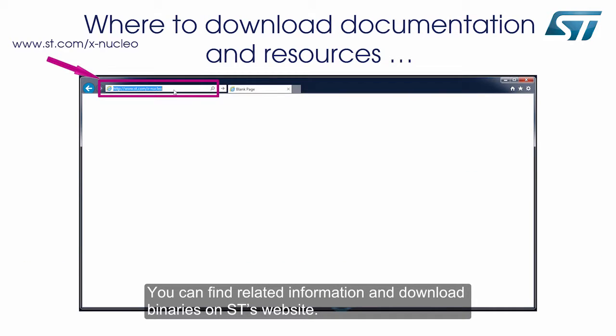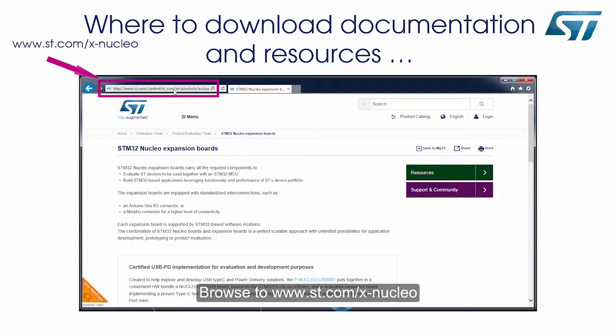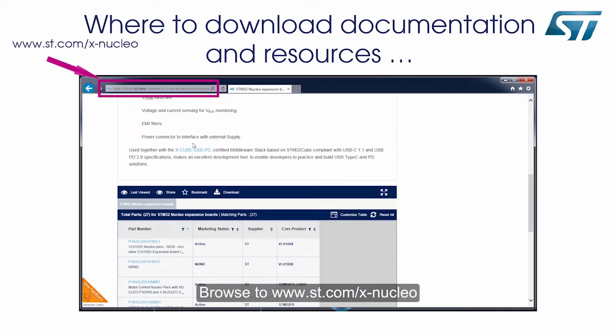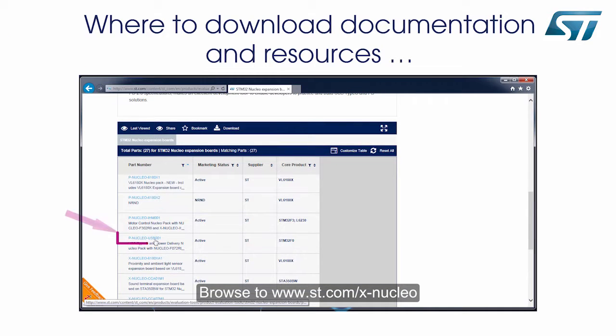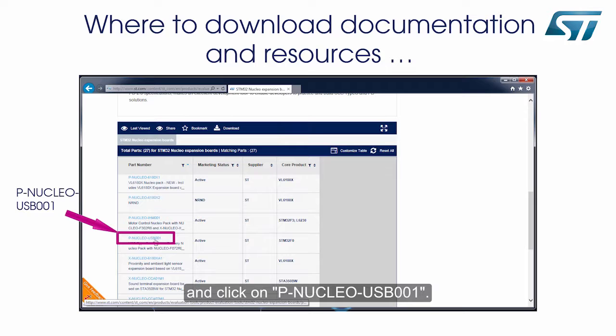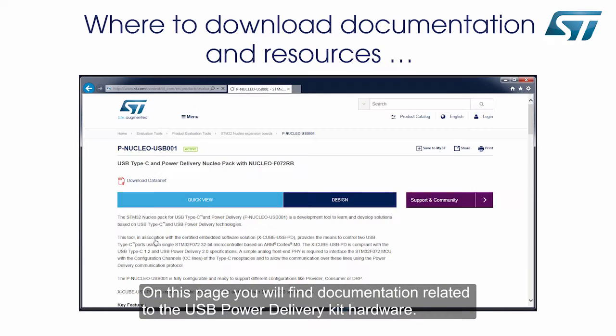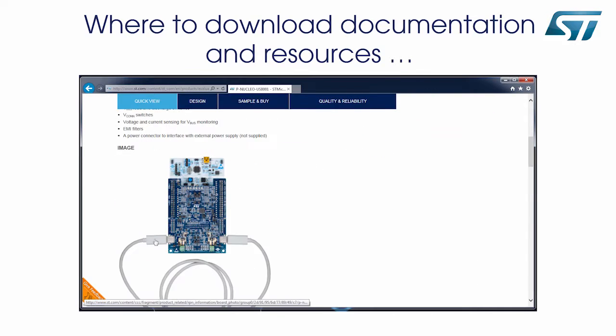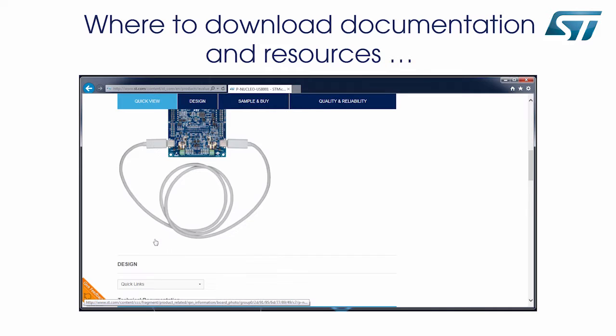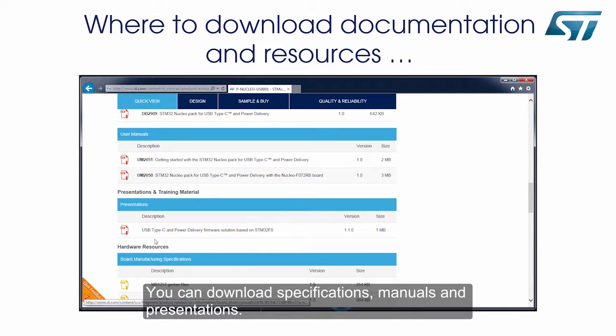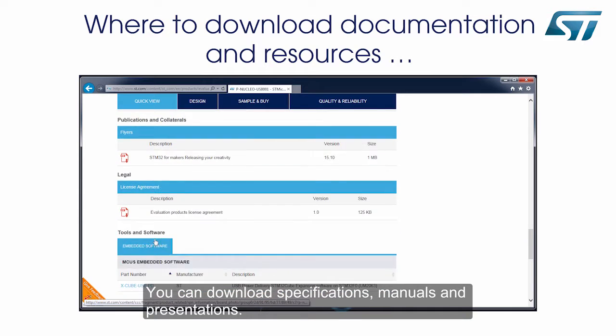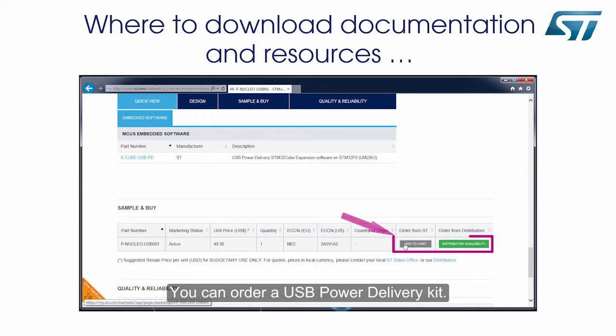You can find related information and download binaries on ST's website. Browse to www.st.com/xnucleo and click on P-NUCLEO-USB-001. On this page, you will find documentation related to the USB Power Delivery Kit hardware. You can download specifications, manuals, and presentations. You can order a USB Power Delivery Kit.